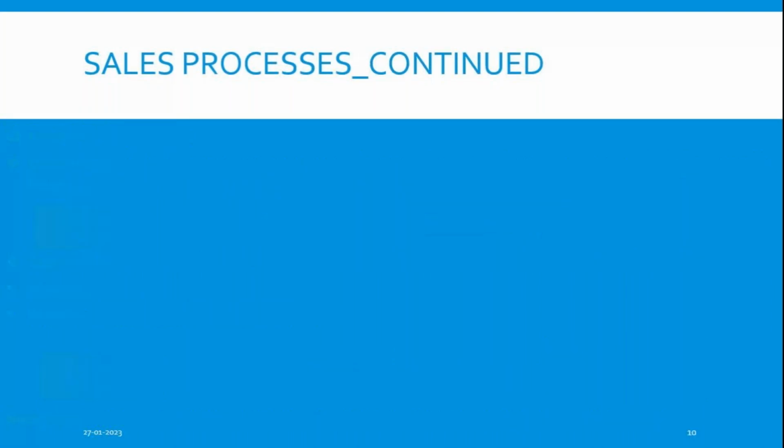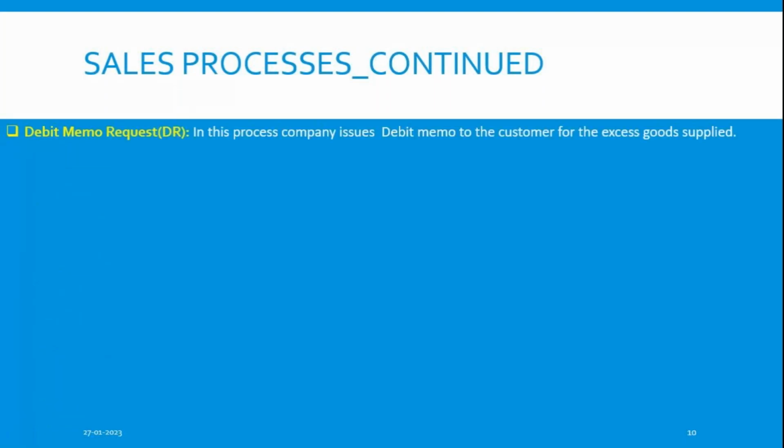Yeah, that is a credit memo request. Now we have a debit memo request. What is the debit memo request? Here, in this process, the company issues a debit memo to the customer for the excess goods supplied.